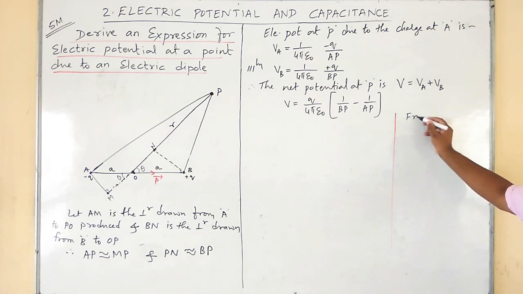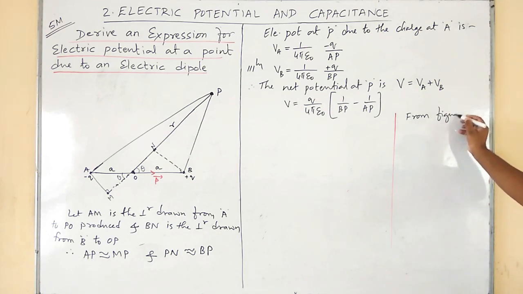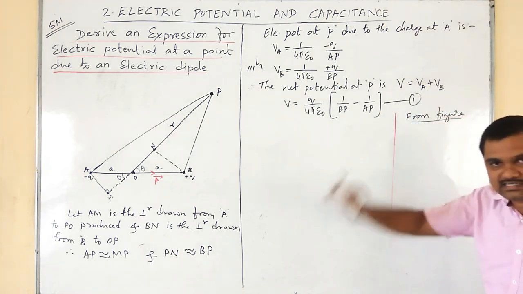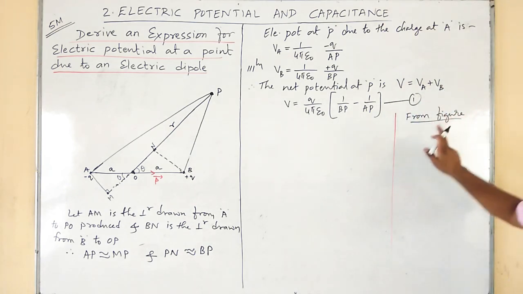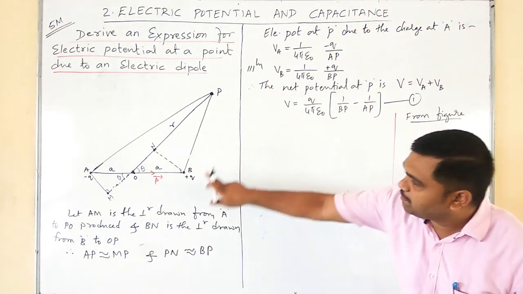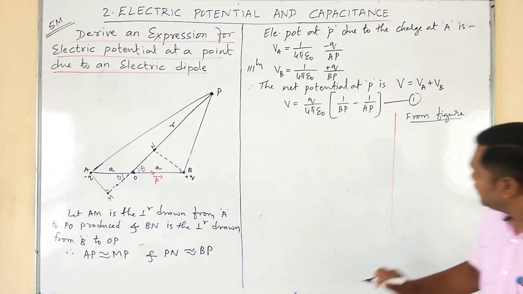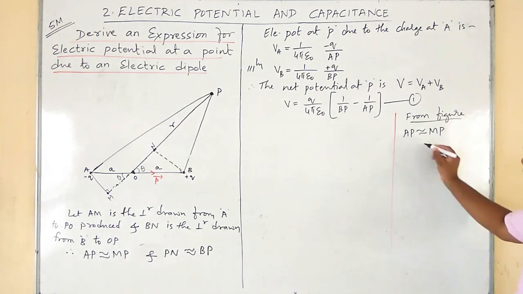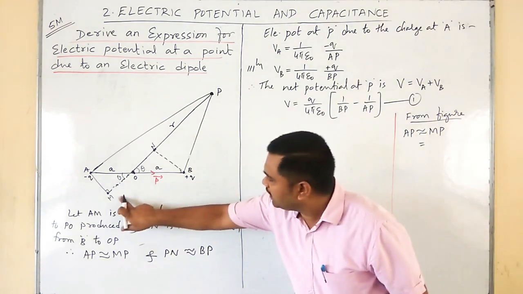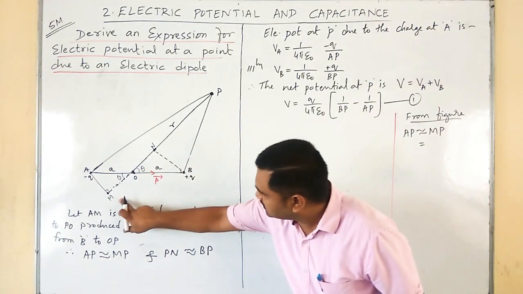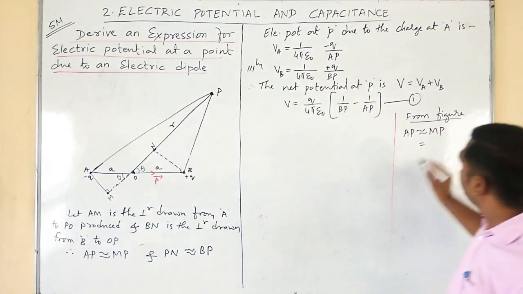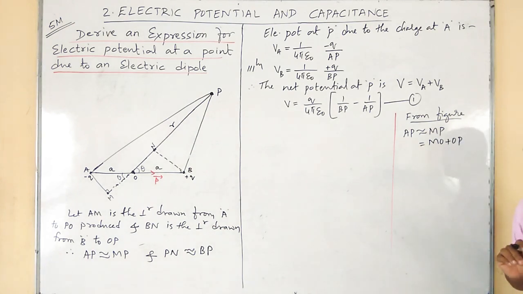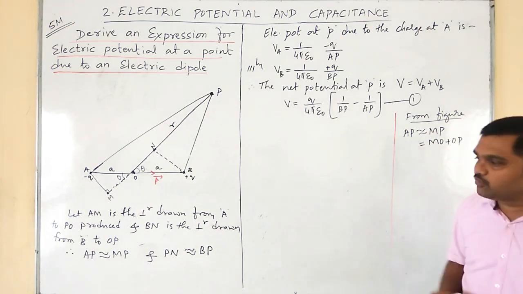See, from figure, for my reference, I will take this as equation number 1. From figure, AP is approximately equal to MP. But what is the value of MP? MP means MO plus OP. MO plus OP. What is the value of MO?